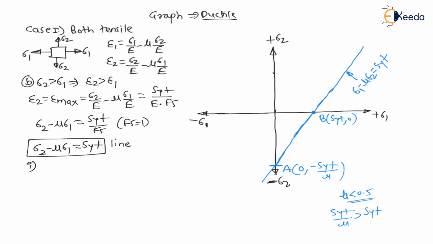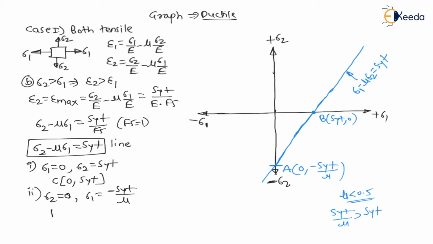First, if I consider sigma 1 is equal to 0, then I will get sigma 2 is equal to Syt. Therefore I will get the C point, whose coordinates are 0 comma Syt. Now second, if I consider sigma 2 is equal to 0 and put it in the line equation, then I will get sigma 1 is equal to minus Syt by mu. Therefore the coordinates of, let us say, D point are minus Syt by mu comma 0.